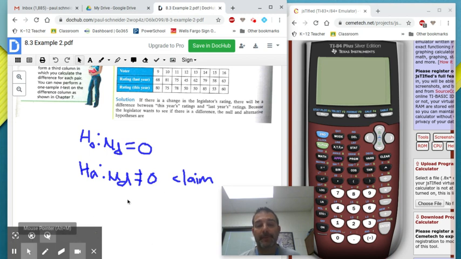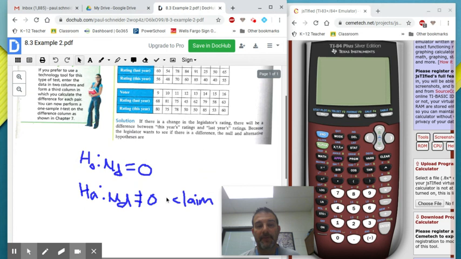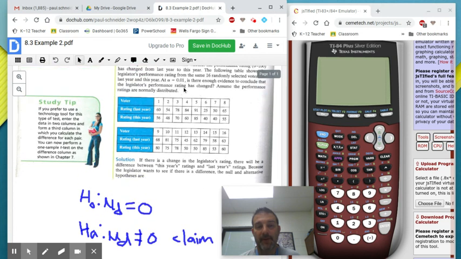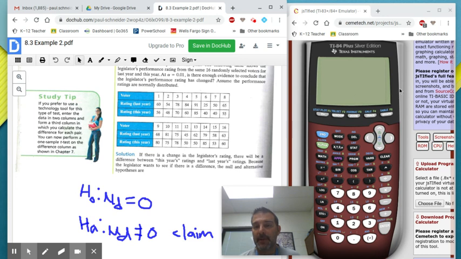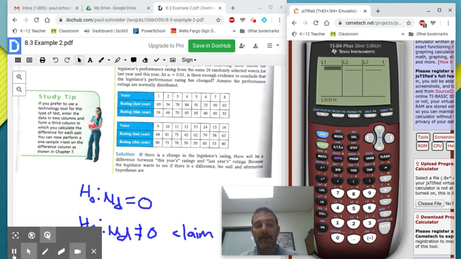And then we need to compare it to the level of significance, which is 0.01 in our problem. All right, so what we need to do, and I might pause this while I input it to the calculator, is edit and put all of these values into L1 and L2. Then we'll use L3 to get our list of differences, okay? So I'm going to pause it while I do that.